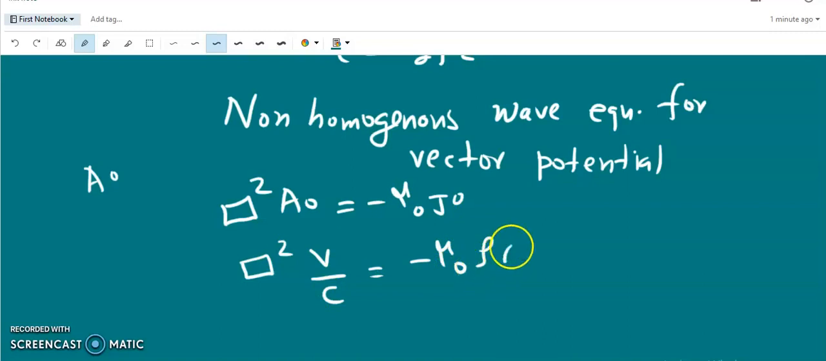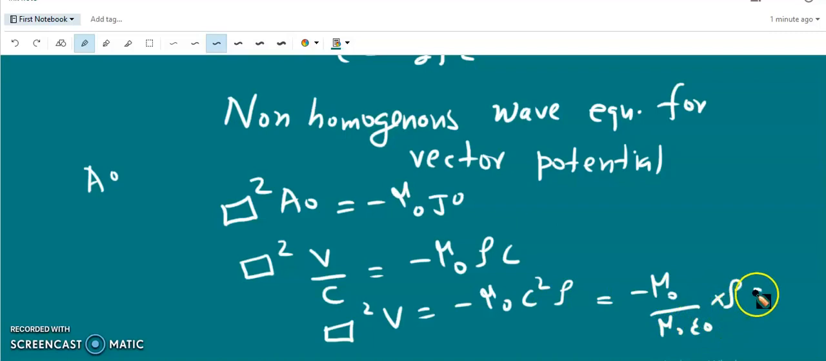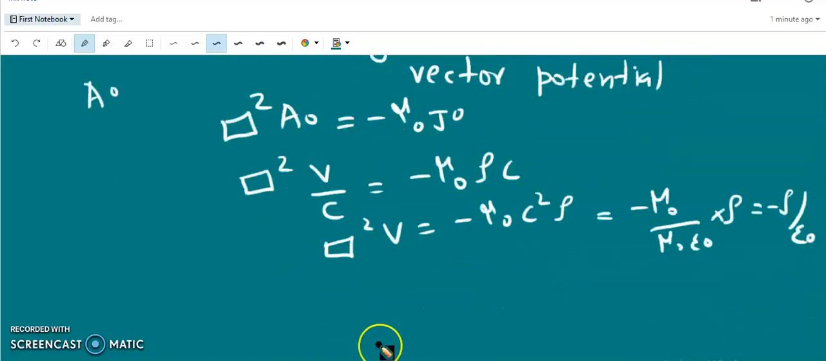J0 is rho into c. Taking this across, del square V equal to minus mu 0 c square into rho. C square we know is 1 over mu 0 epsilon 0, into rho. So that is equal to rho by epsilon 0. So del square V equal to minus rho by epsilon 0.